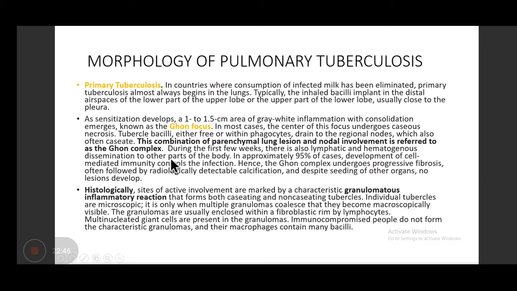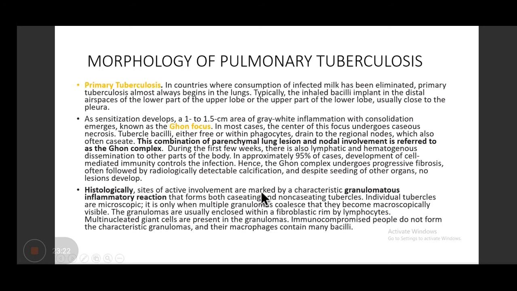During the first few weeks, there's also lymphatic and hematogenous dissemination to other parts of the body. In approximately 95% of cases, development of cell-mediated immunity controls the infection, as you know. In 95% of cases, on chest X-ray, you just get an incidental solitary small nodule. You have no symptoms. Hence, the Ghon's complex will undergo fibrosis followed by radiologically detectable calcification, as I told you just now. And despite seeding of other organs, no lesions will develop. Okay. And on microscopy, what will you see?